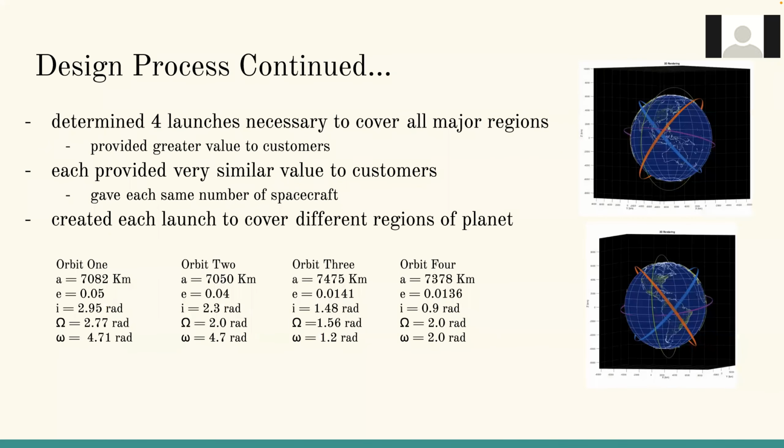Continuing our design process, we had 4 launches to cover all major regions. We had 2 inclined orbits that complemented each other, seen in the figures, the red and blue ones. They mainly covered North and South America, as well as Europe, Asia, and Australia. And then we had 2 other orbits, one more polar and one more equatorial, the green and purple, which covered Africa, Europe, and everywhere else. Our specific orbital elements are seen below. We had similar semi-major axis and eccentricities. But yeah, that was our design process.